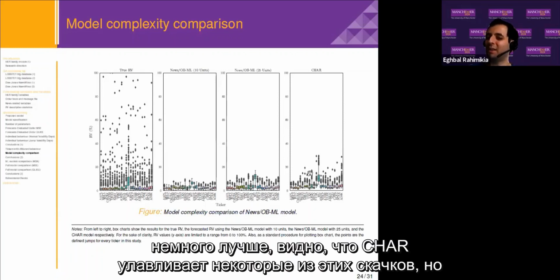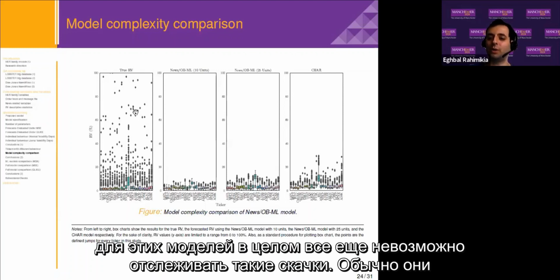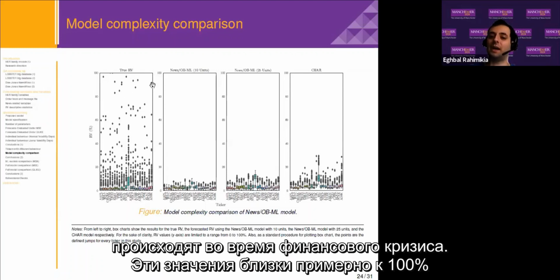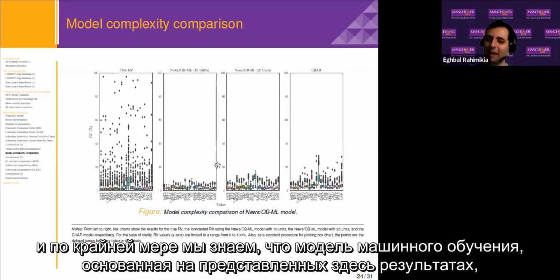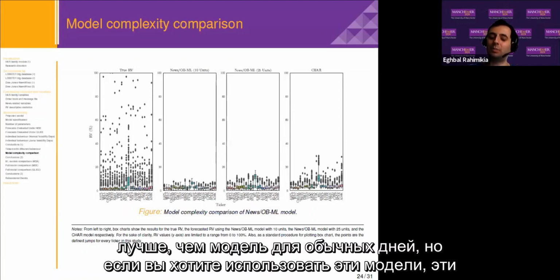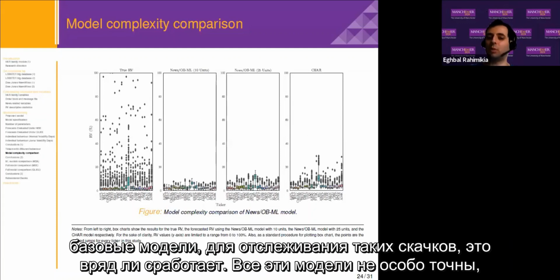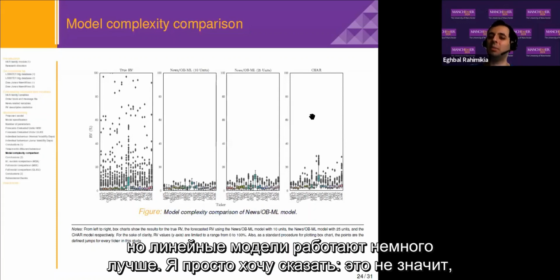You can see it's detecting some of these jumps here, but still it's not possible for these models to detect these jumps. Usually they happen during the financial crisis, with values near 100% or something like that. So all of these models are not good for detecting these jumps. At least we know that machine learning models, based on the presented results, are better for normal days. But if you want to use these basic models for detecting jumps, it's not good. All of them are not good, but linear models are a bit better.